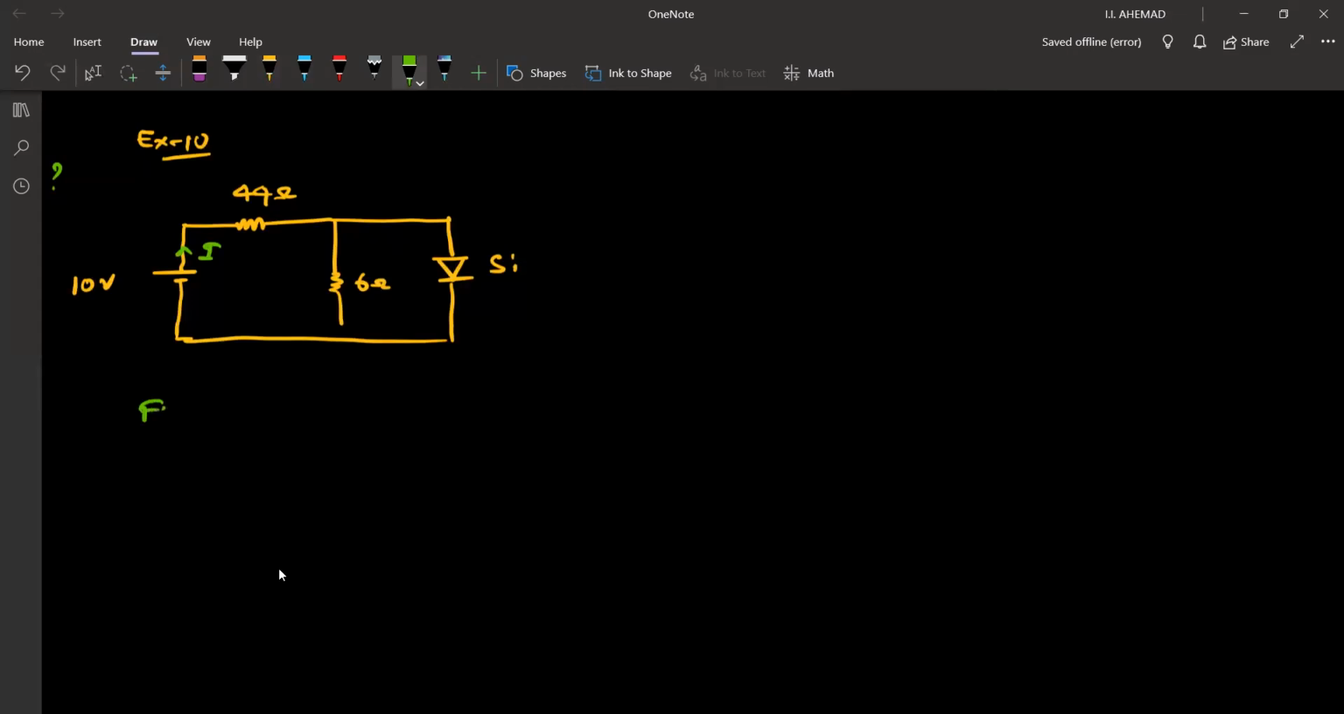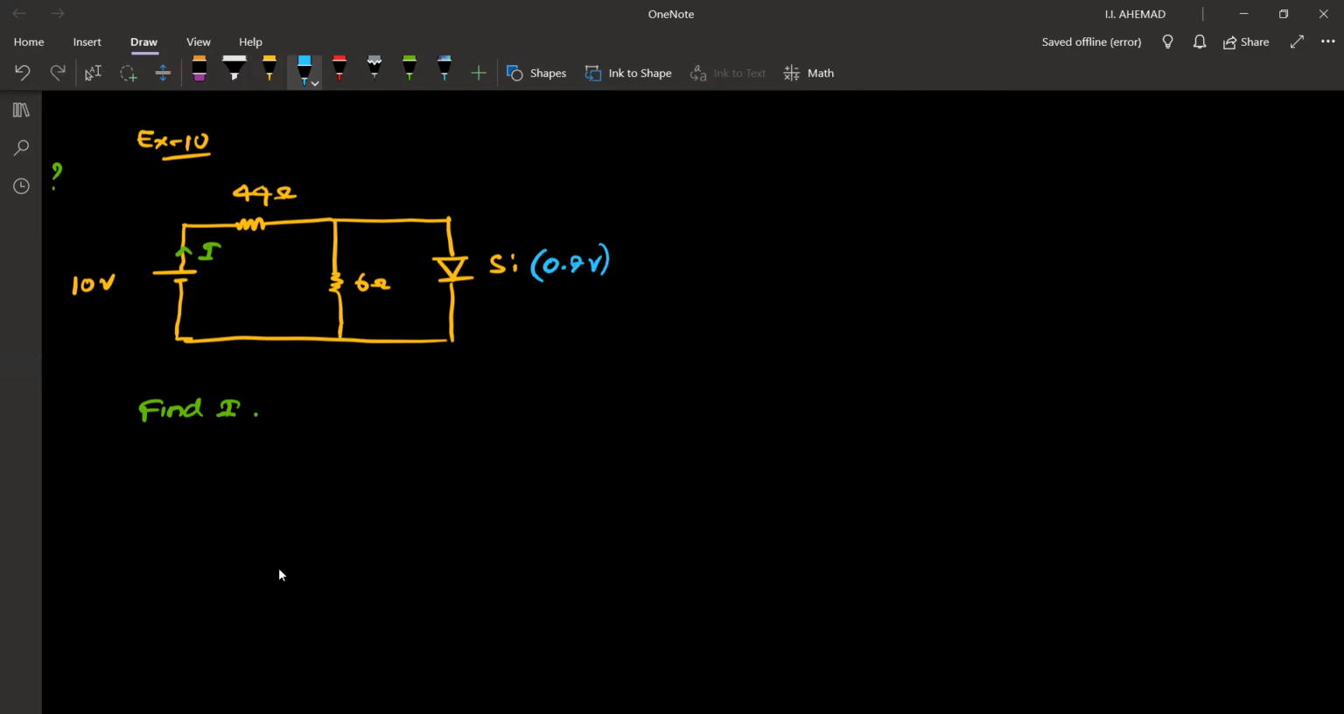Find I. This question is slightly different. Carefully listen. First, we have a silicon diode. For a silicon diode, the forward bias voltage is 0.7 volt. Only if we apply 0.7 volt will it get forward biased. Unless then, it will remain not biased, therefore current won't flow through it.